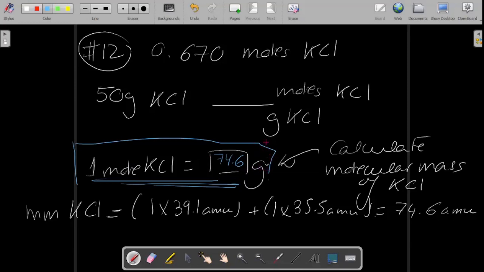And now I can put it here. Remember to put the right numbers with the right units. So 1 goes with a mole, and this goes with the grams, 74.6. And if you do the math, that's where you get the 0.670 moles. That's where it came from. Okay.